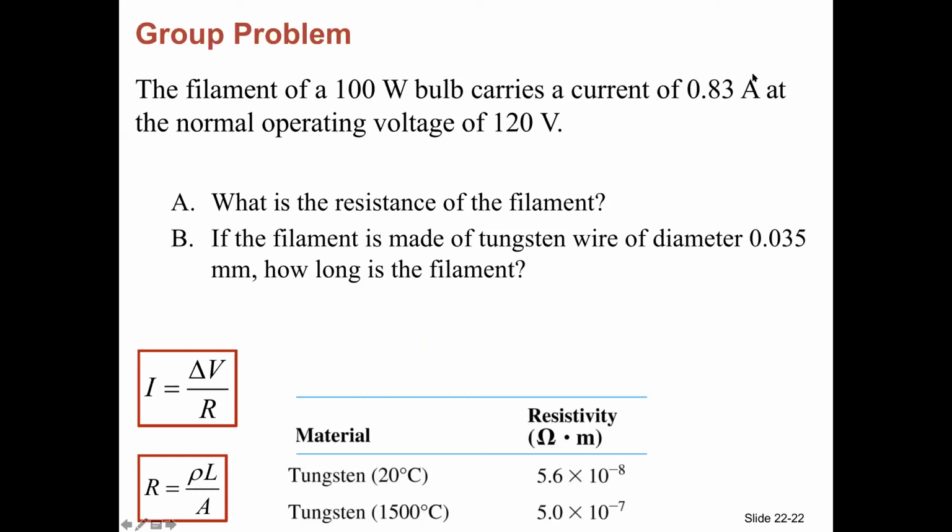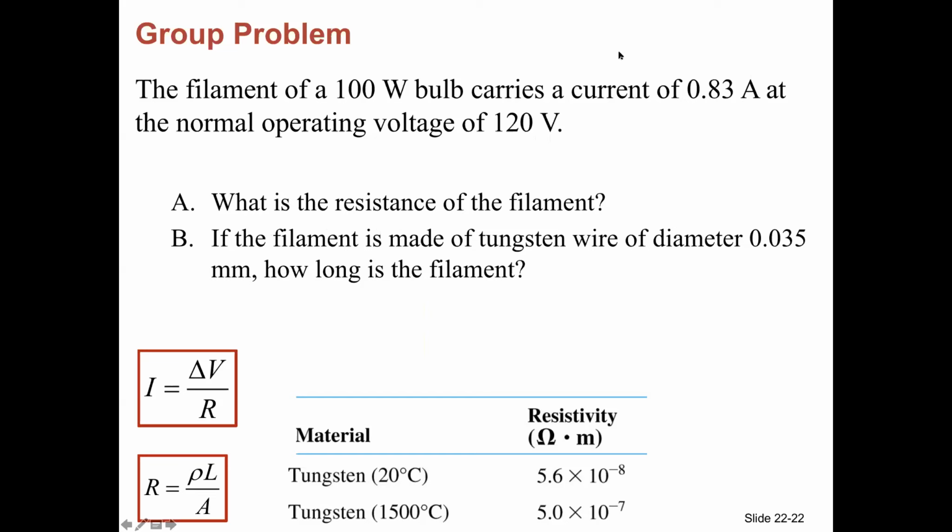Here, this is 0.83. The wire has 0.83 amps of current. And we have a 120 volt power source, so a 120 volt potential energy source pushing that current. From this information, what is the resistance?